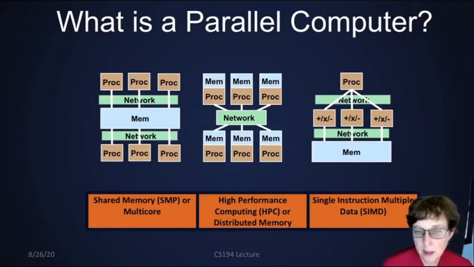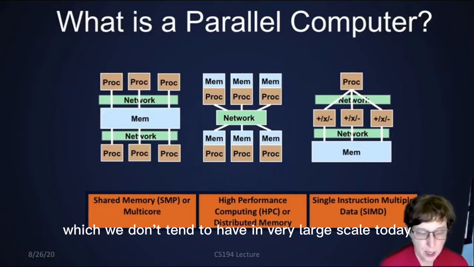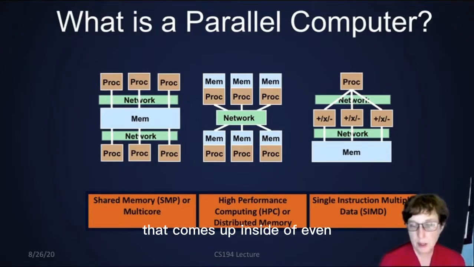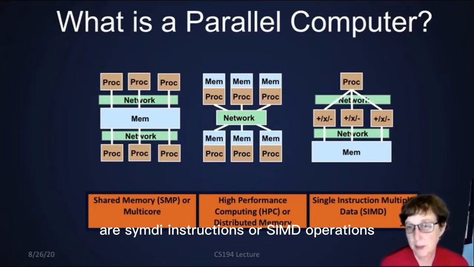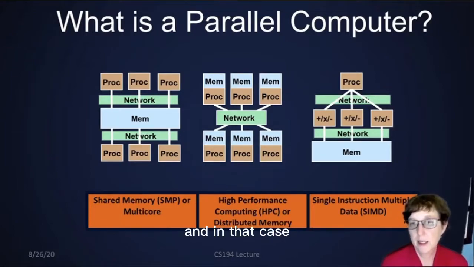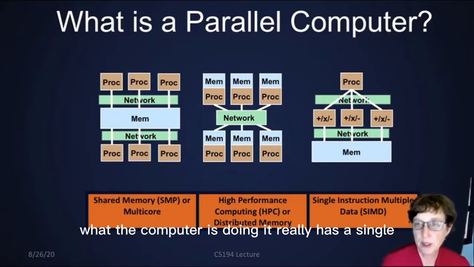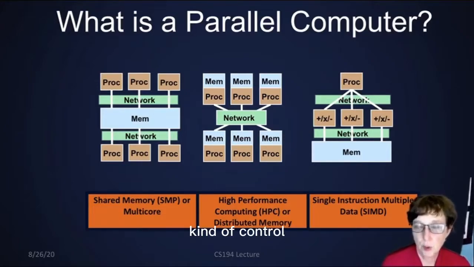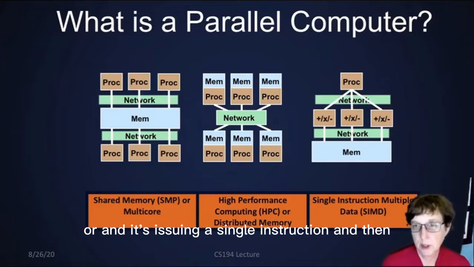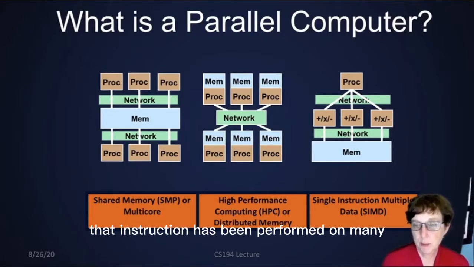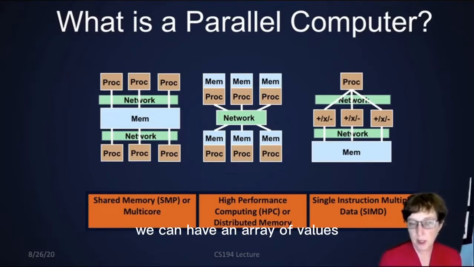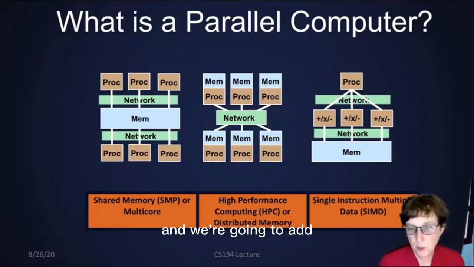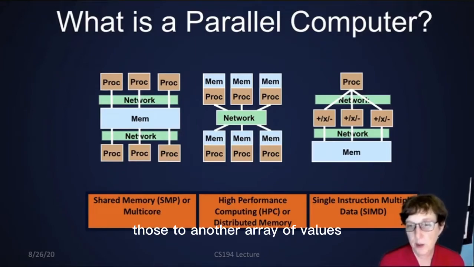And the last kind, which we don't tend to have in very large scale today, but comes up inside of even single processors, are SIMD instructions, or SIMD operations. And in that case, what the computer is doing, it really has a single kind of control, and it's issuing a single instruction, and then that instruction is being performed on many different values at once. So for example, we can have an array of values, and we're going to add those to another array of values and do that in parallel.